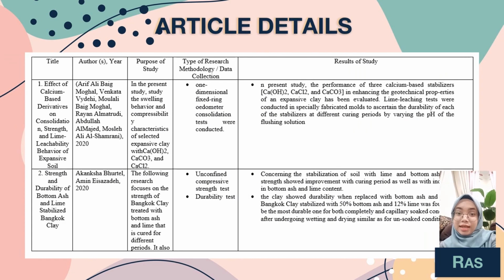So this is an example from our 42 articles. In our findings, the article details contain title, author and year, purpose of study, type of research methodology or data collection, and result of study.